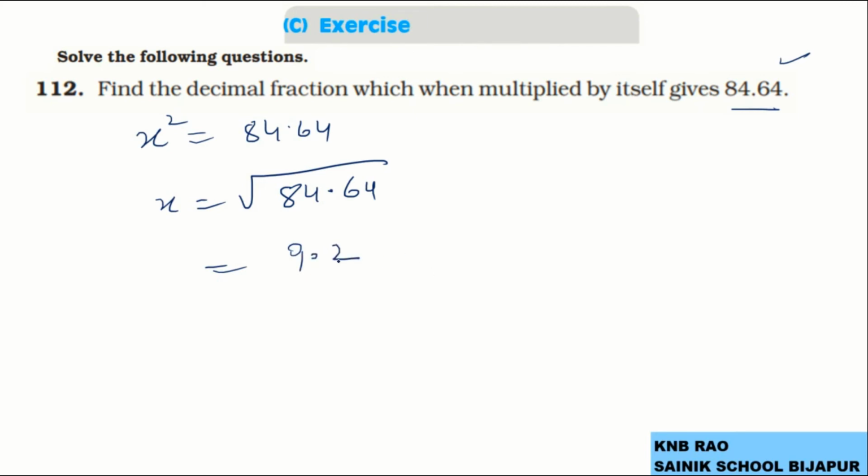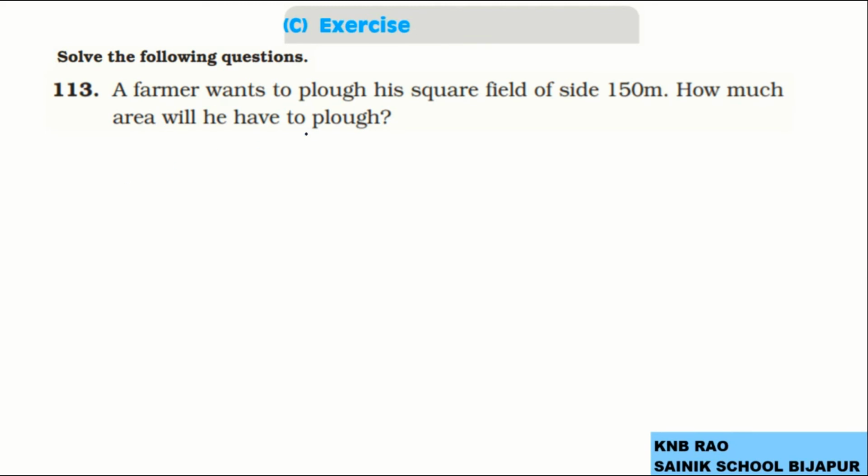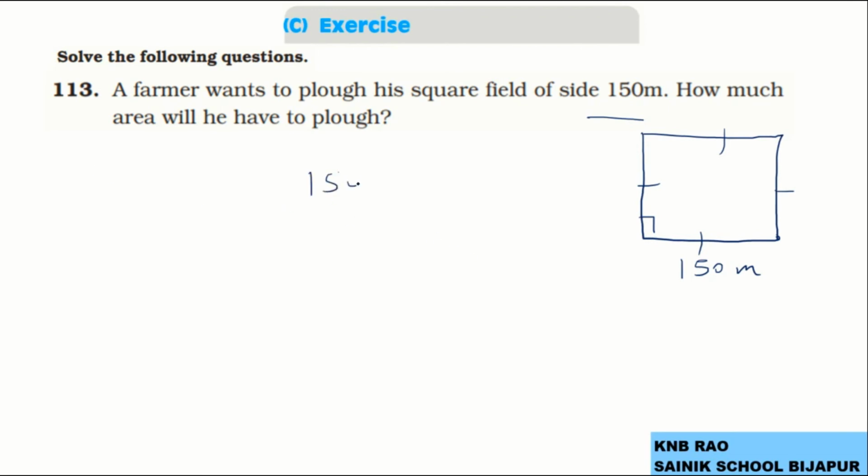Okay, now coming to question number 113, a farmer wants to plough his square field of side 150 meter. So here we know the side of a square field, it is 150 meter, and if you want to find how much area he will have to plough, the square of 150 meter is to be found, that will be the area. So I am not writing working steps, children.